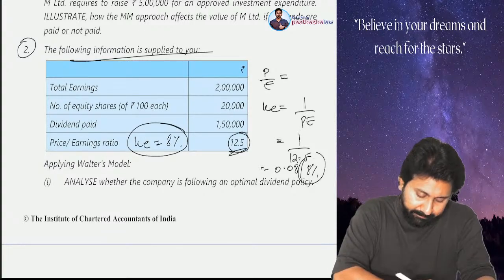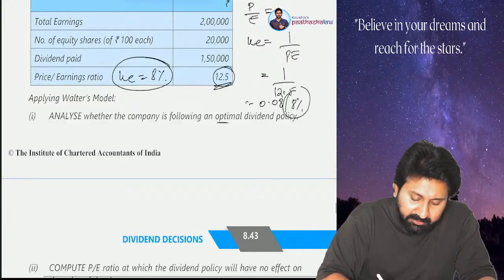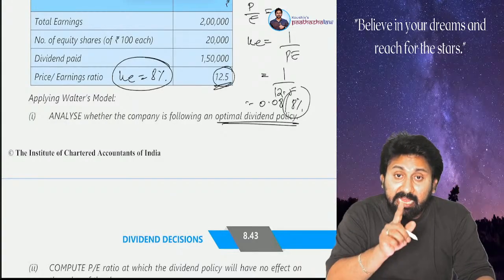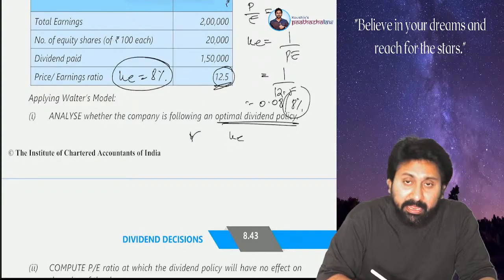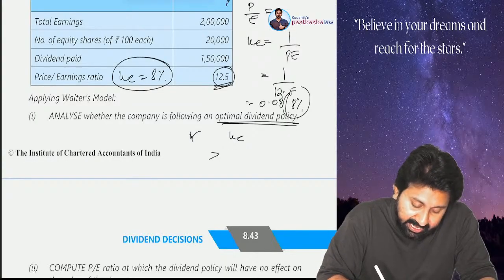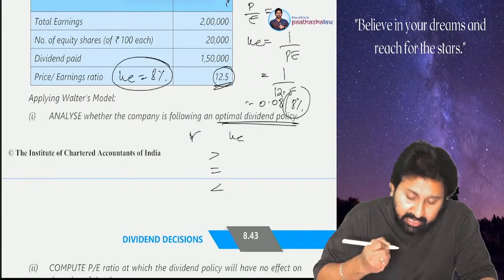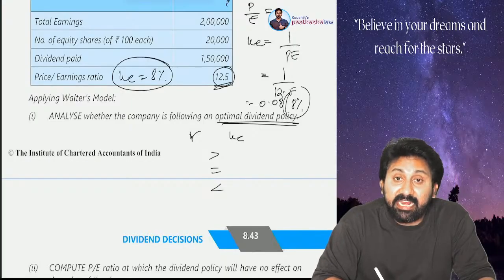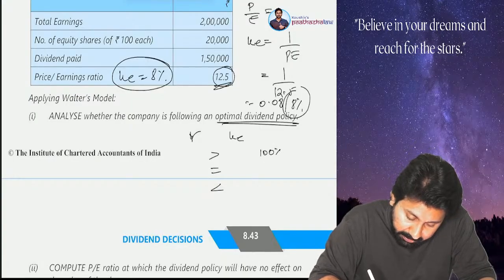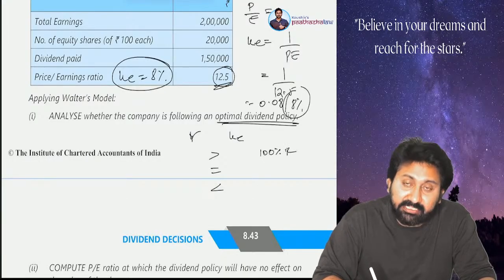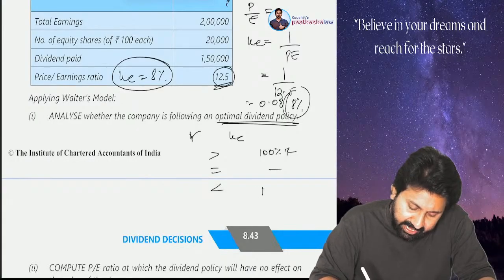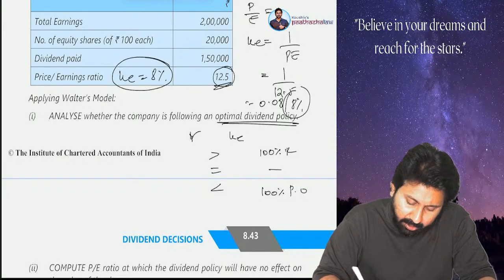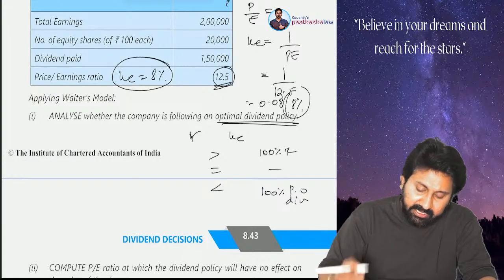Okay. So analyze whether the company is following the optimal dividend policy as per the Walter model. Compare the R and the KE. If R is greater than KE, 100% retention. If R is equal to KE, indifferent, whatever you want, you do. If R is less than KE, 100% payout. 100% payout means 100% dividend.